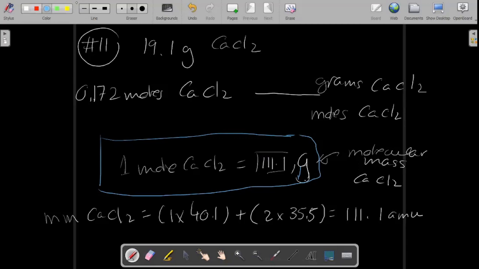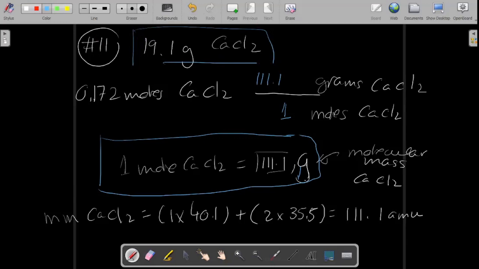Now I have my factor, and I can change my units here. So it says that 1 mole equals 111.1 grams. Do the math. If you multiply this by this, and divide by 1 does not change anything, you're going to get the 19.1 grams. And that's how you solve this one.